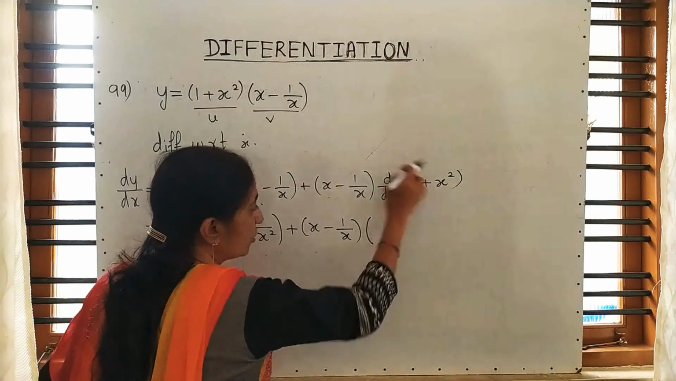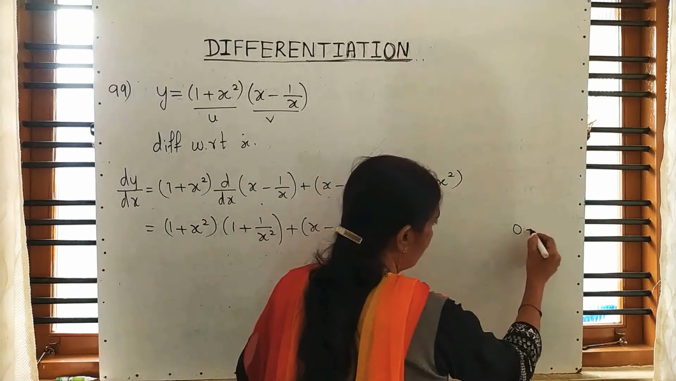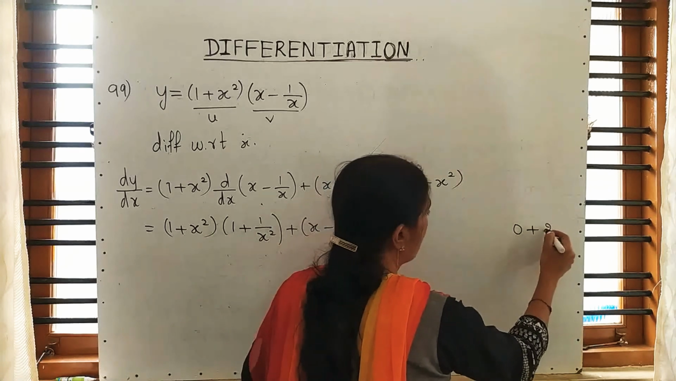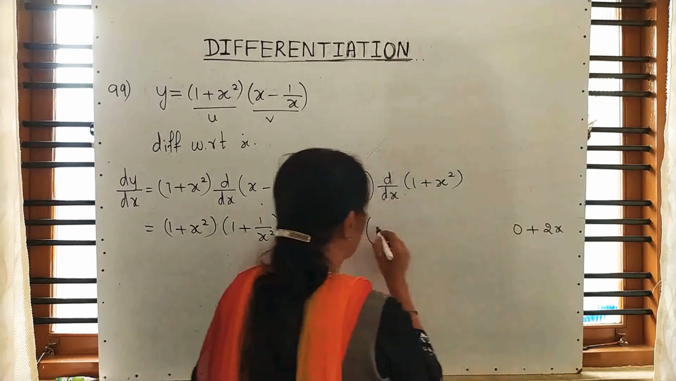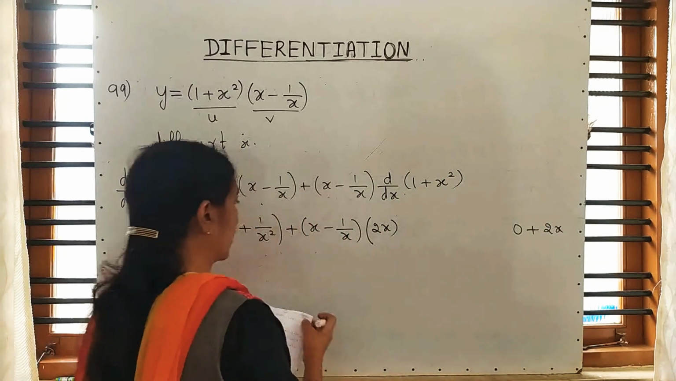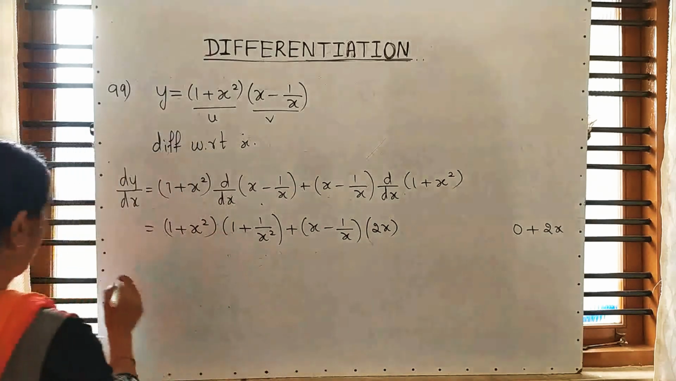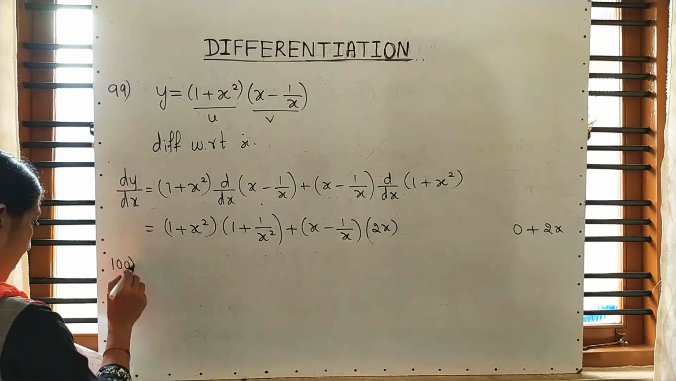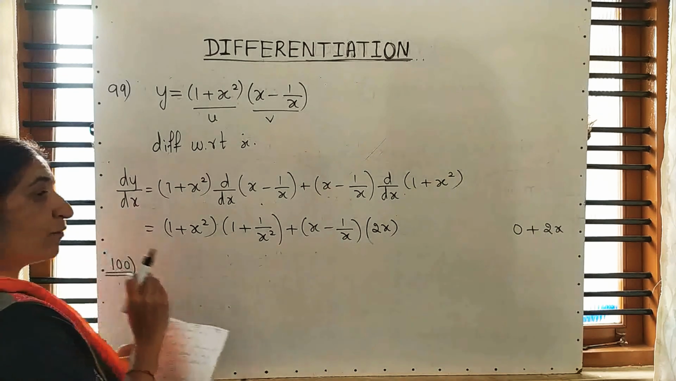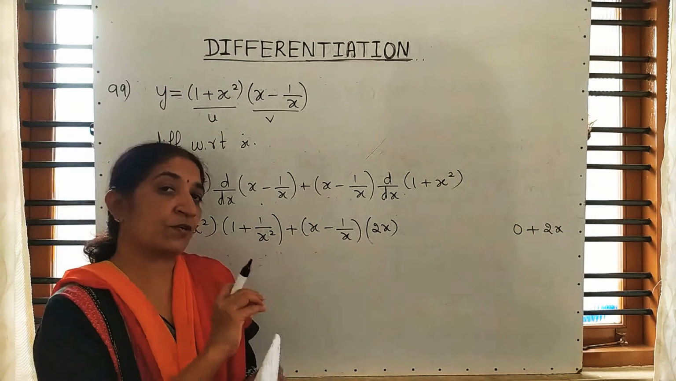Next, differentiation of 1 is 0, so I am writing here, plus differentiation of x square is 2x. What is 0 plus 2x? 0 plus 2x is 2x. And no need to remove the bracket. Now, question 100. It is very interesting. So, I want to give you some important question here.